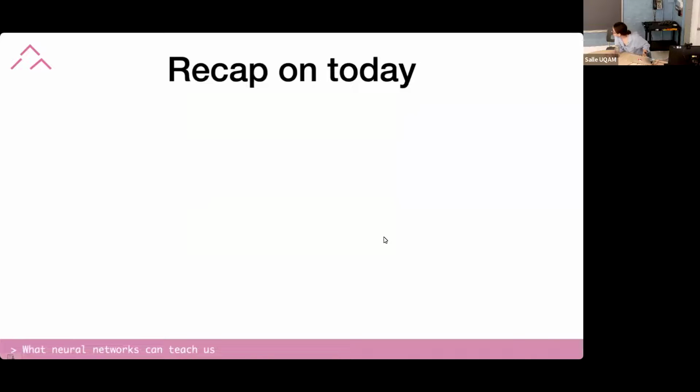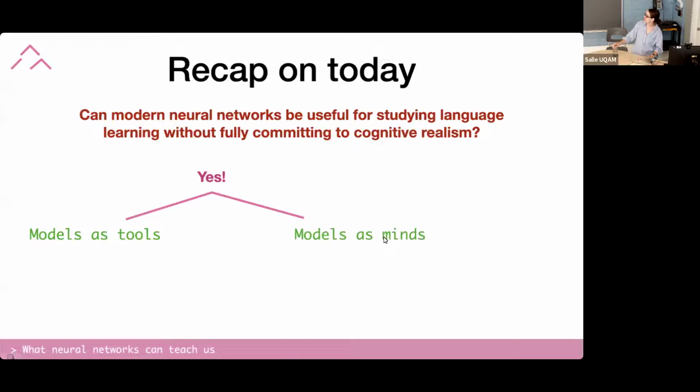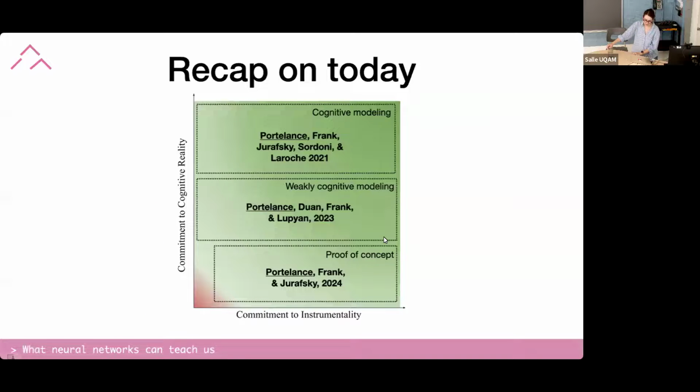Okay, so to recap today, I tried to answer the question whether or not we could use modern neural networks to study language learning without necessarily being fully committed to cognitive realism. So yes, I think this is possible. And I talked about two ways of thinking about models, either as tools or as minds, and talked about three approaches that I call weakly cognitive modeling, proof of concept modeling, not the first to call it that, and finally hypothesis generation. I gave 3 concrete examples from my own work, but I want to stress that I'm definitely not the only person doing this.